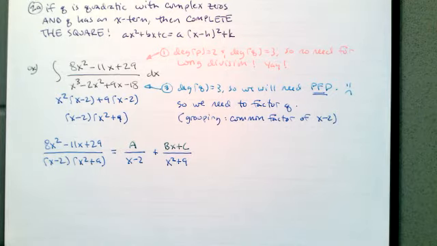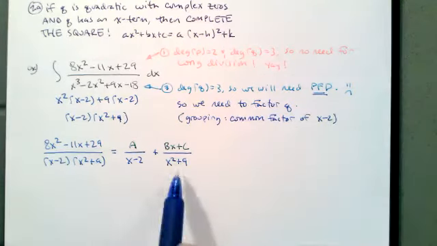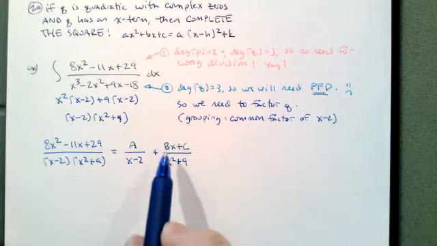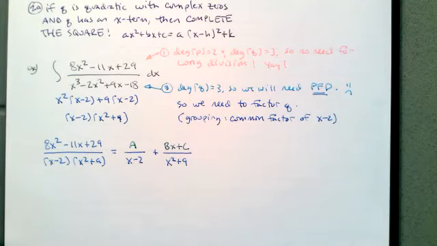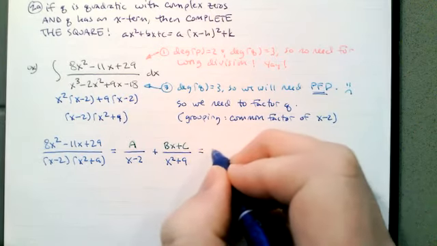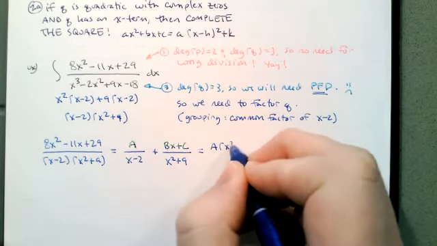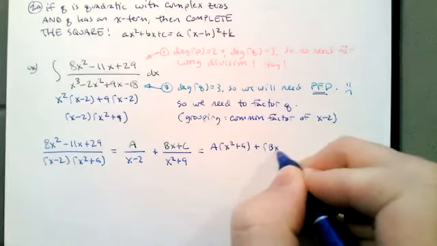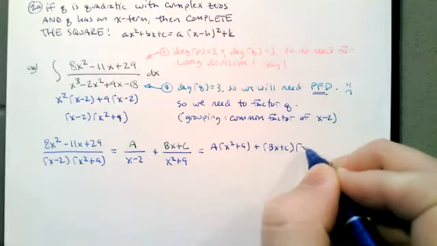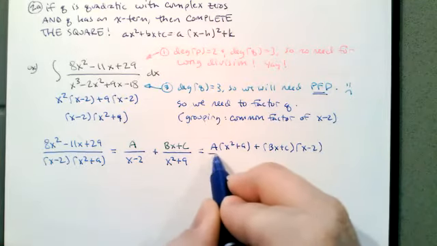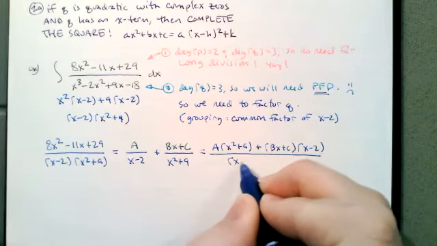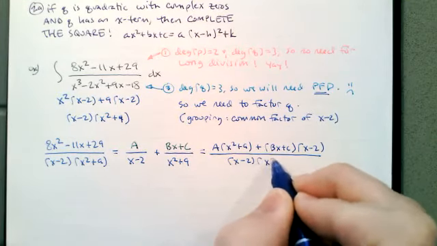The technique for partial fraction decomposition is to figure out what you want your decomposition to look like, and then put it together to match what you started with. So this is going to be a times x squared plus 9 plus bx plus c times x minus 2 over the common denominator of x minus 2 times x squared plus 9.